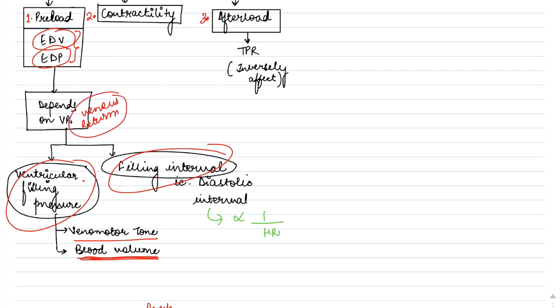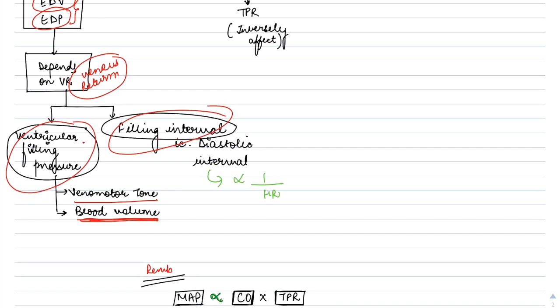Okay, now the venous return, that is the blood that has gone to the heart during the diastole, depends on the ventricular filling pressure, which depends on the tone of the blood in the veins, that is the venomotor tone, and also on how much volume of blood is there. So venomotor tone and blood volume affect the ventricular filling pressure.